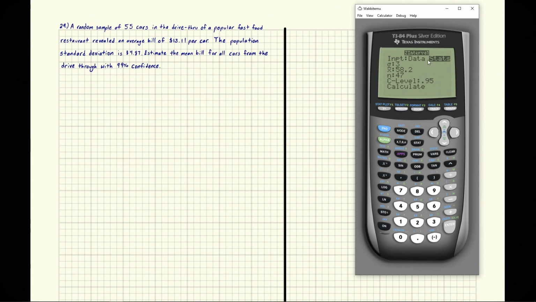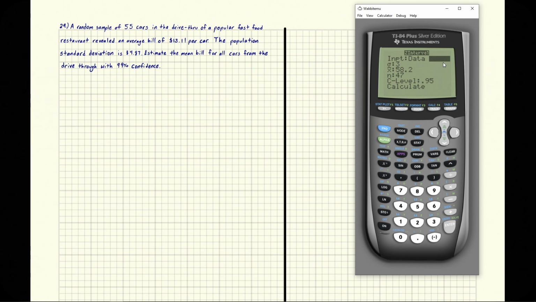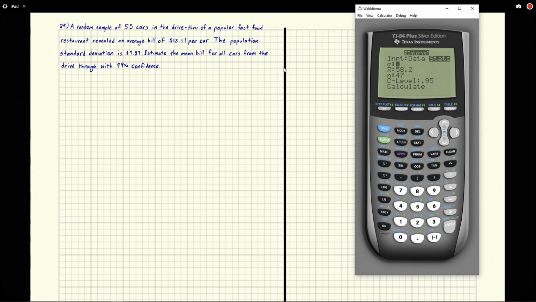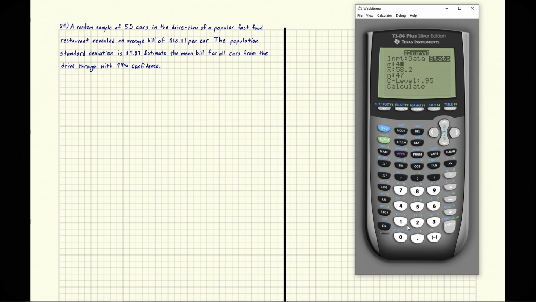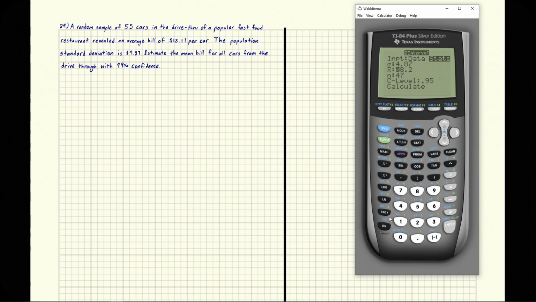Okay, so you're confronted with data or statistics. We have the statistics here. We were given a mean, a sample size, and the standard deviation. We didn't have any raw data to work with, so we're going to go with stats. Our population standard deviation sigma is right here, $4.87, so we put in $4.87. Our mean was $13.11.